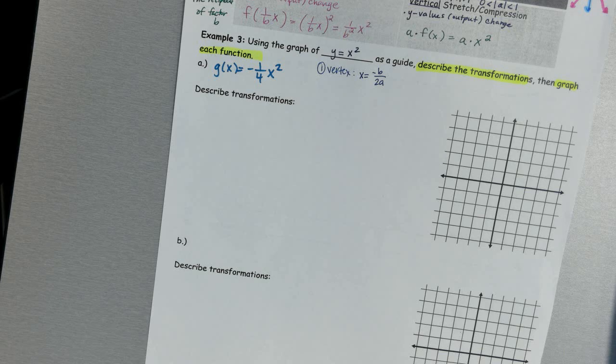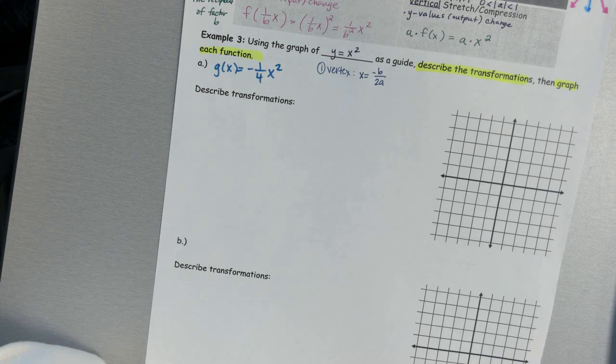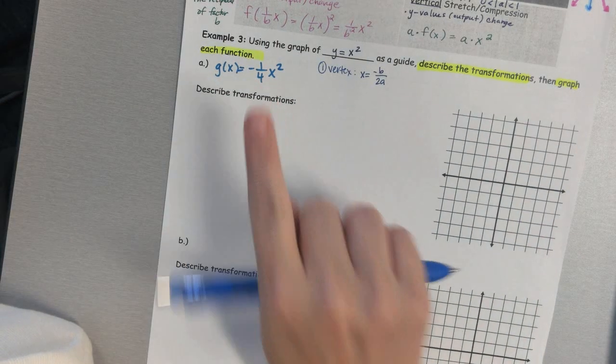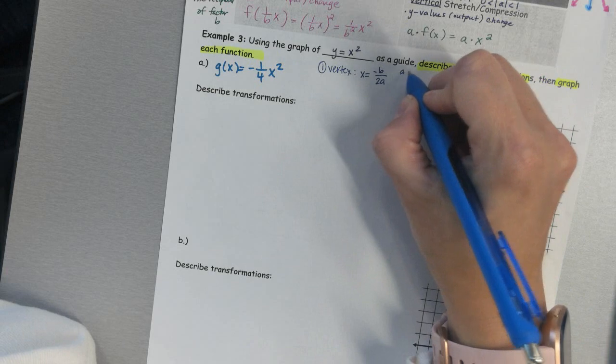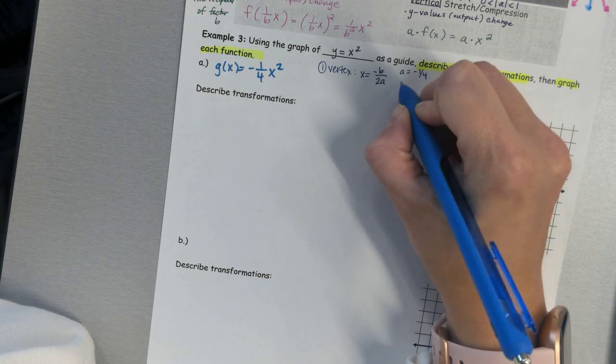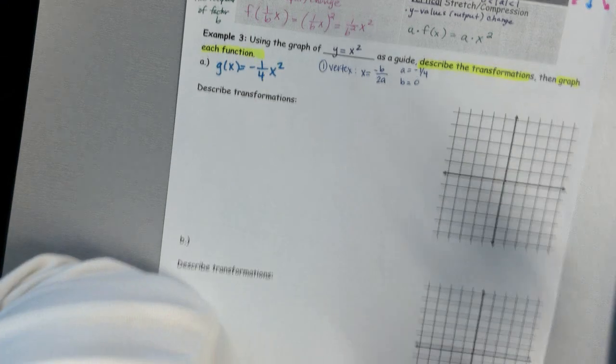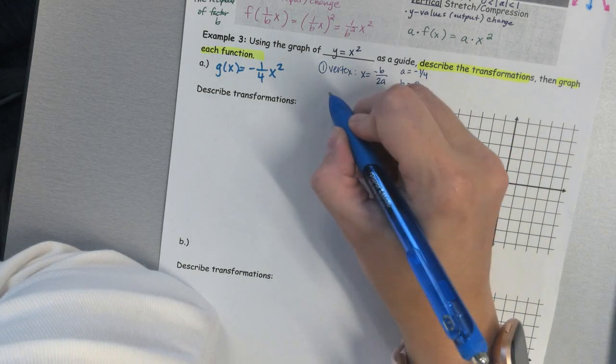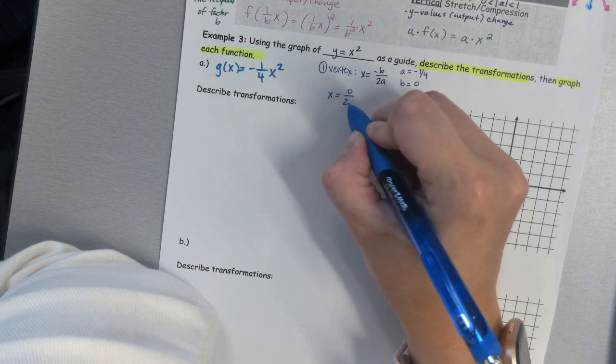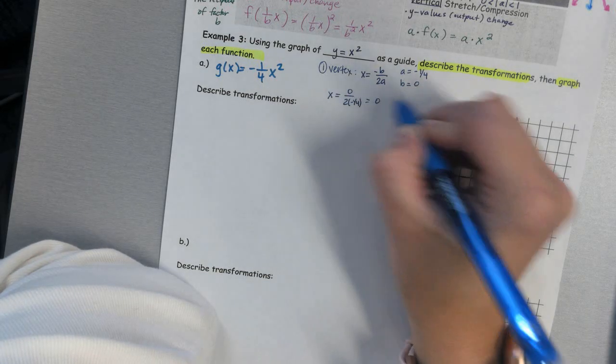When is your b value 0? When there's no what? How would you know when there's no b? You wouldn't see an x value. So here we just have x squared, and our a value is negative 1/4. You would have to take the negative with that. Again, for this one, your b is 0, so it's not going to affect it. Your x value would be 0 over 2 times negative 1/4, which simplifies to 0.